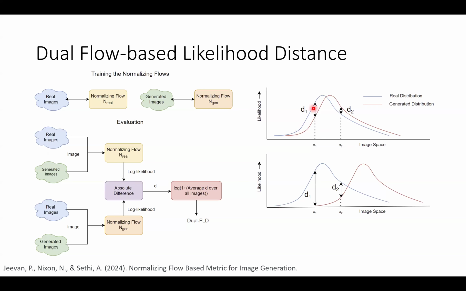So let's say these are the 2 data distributions, the real and generated one. We take one data point. If the real and generated distributions are close to each other, the distance between the likelihood for each image with respect to both distributions will be closer, and therefore the difference between them will be much smaller. But if the distributions are much wider apart, then there will be a group of data points for which the difference between the likelihood with respect to the real and generated distributions will be much larger. So using this distance metric, we can get a sense of how far apart the 2 distributions are.